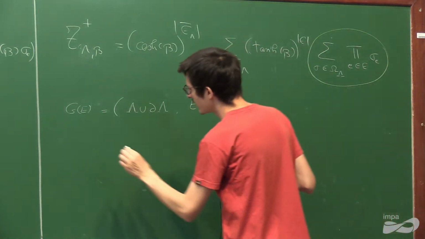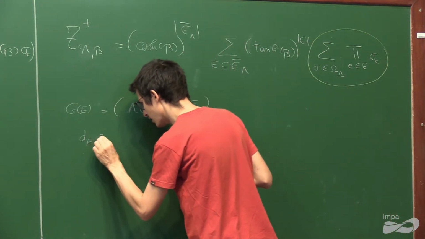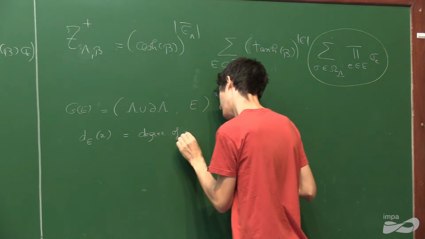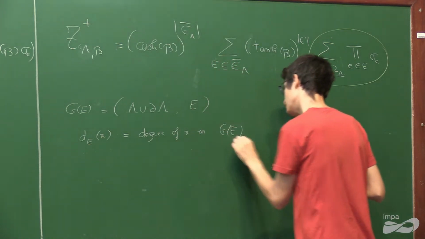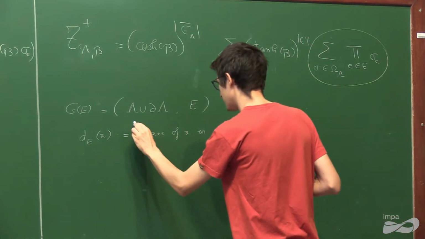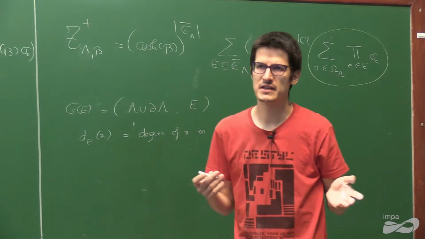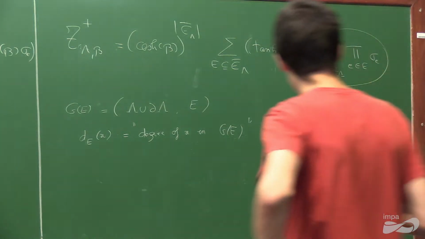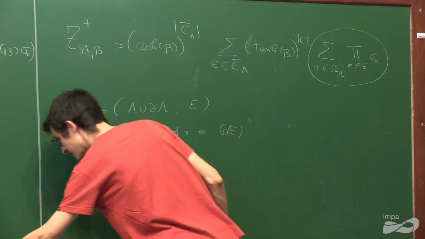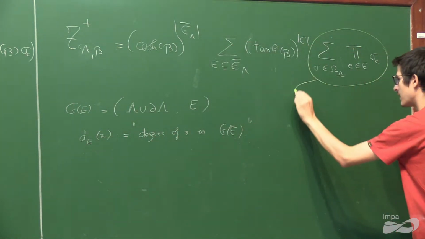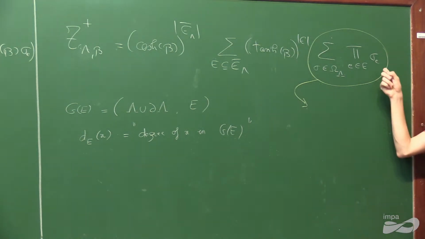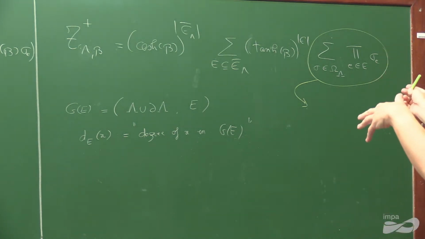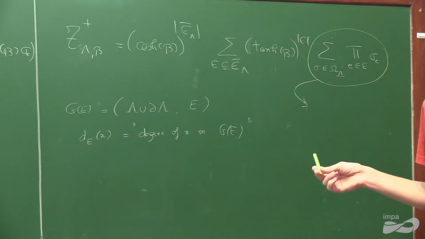And I'm going to call d_E of x simply the degree of x in G, the number of edges that are adjacent to x. Okay, so now if you look at this here, well, here you have spins for vertices in the boundaries that appear, but they don't matter because they are all equal to +1, so you can just ignore them.